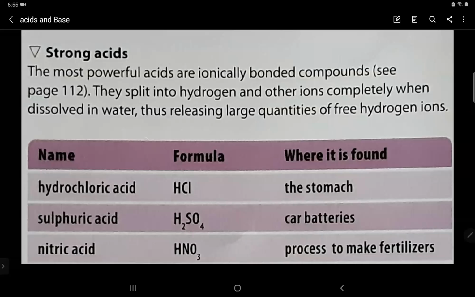Now as we read about weak acids, we'll read about strong acids. The most powerful acids are ionically bonded compounds. They split into hydrogen and other ions completely when dissolved in water, thus releasing a large quantity of free hydrogen ions. Now again, these are the names, formulas and where they can be found.